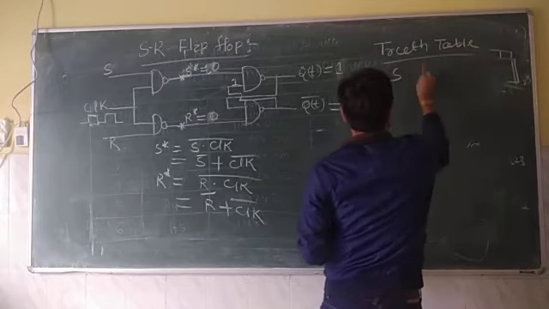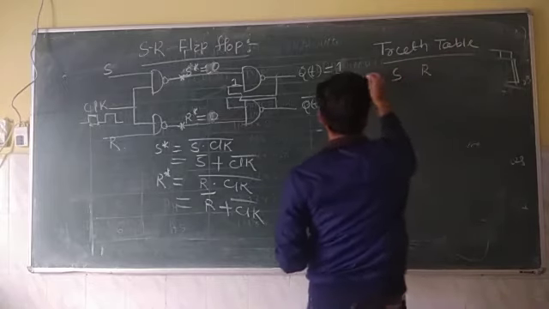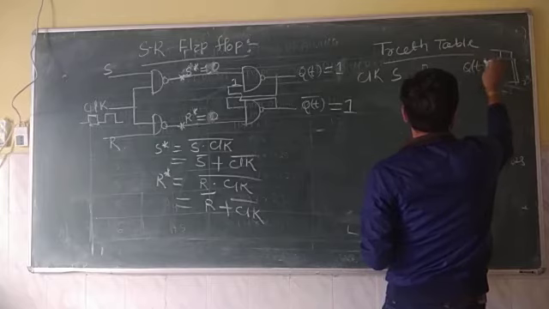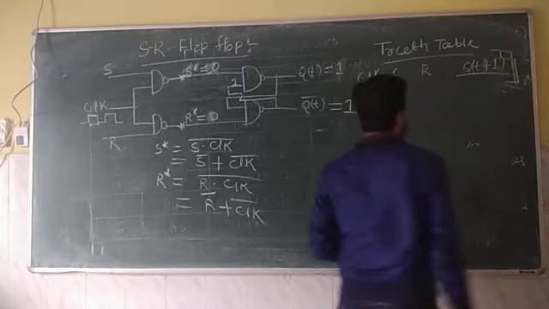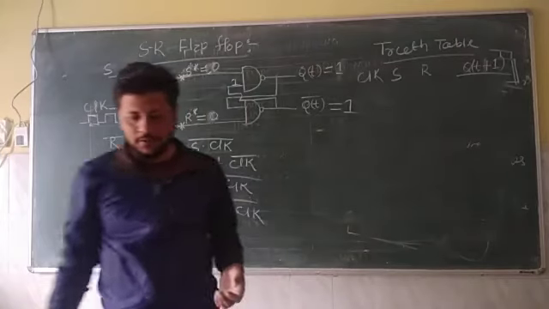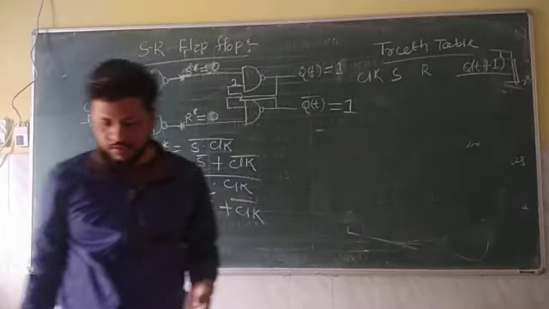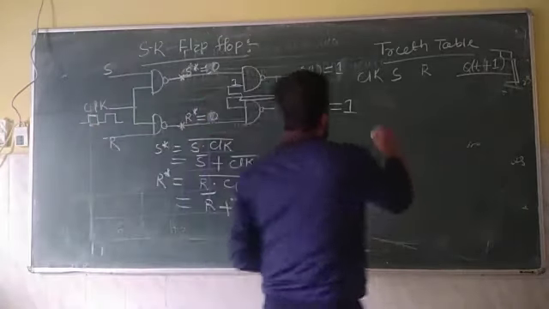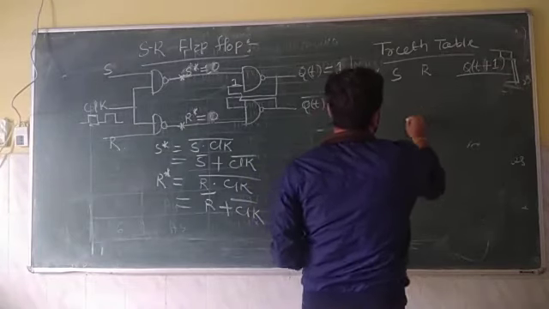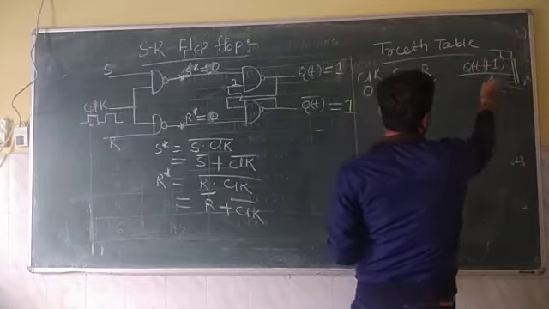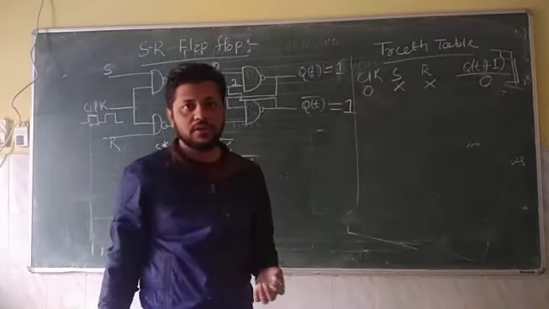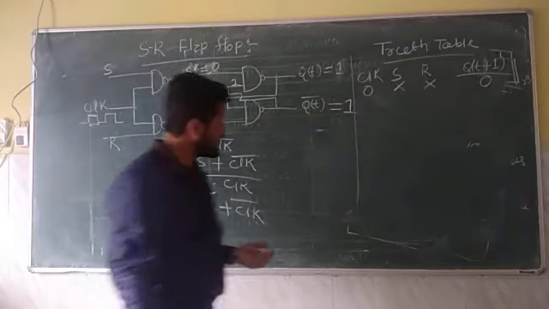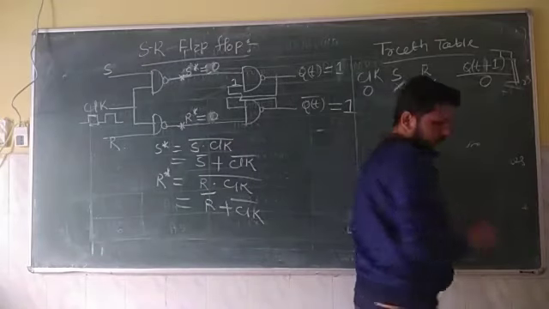That is your S, R, and we have a clock, and we have Q, Qt plus 1. Qt plus 1 means your next state. So when this clock is equal to 0, whatever may be the SR input, Qt plus 1 must be equal to 0. Qt plus 1 means this is your next state.